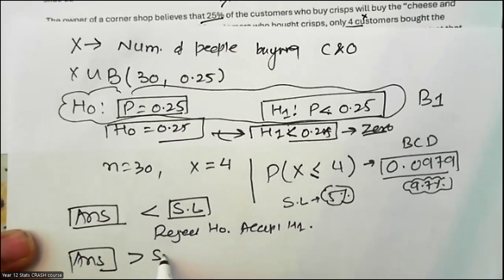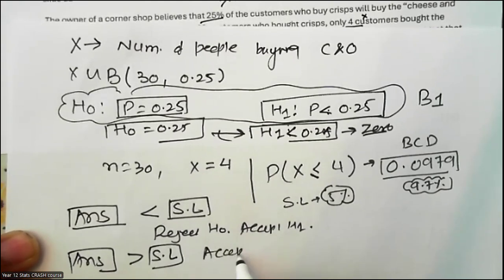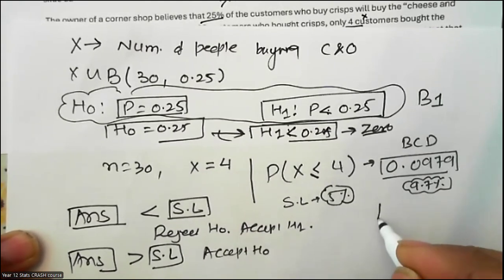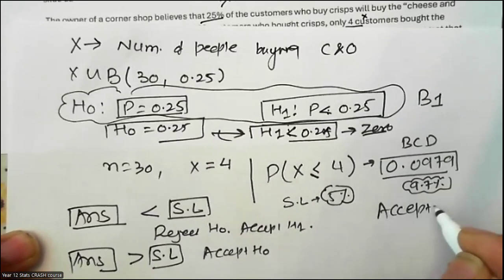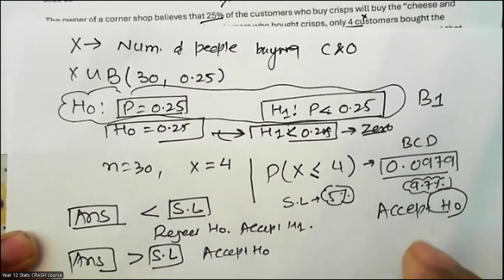is greater than the significance level, then you say no big deal. There was a good chance of this happening. So that means we accept H0. So in this case, what do we do? We accept H0. But people, that is not enough.